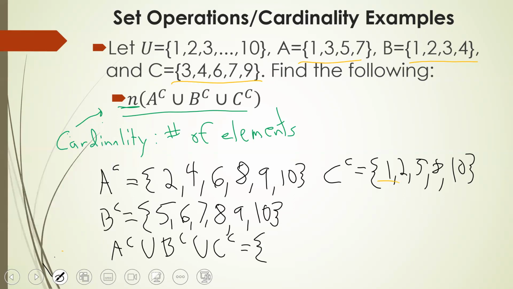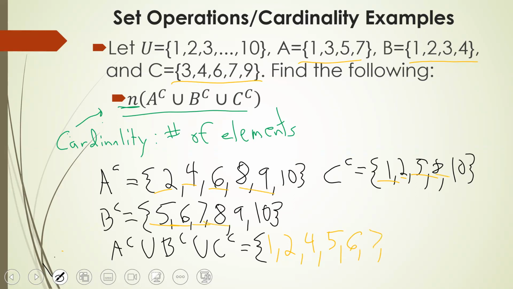So I notice here is 1. I'm going to write these in orange. I see that 2 is in both these two sets, so it goes in there. There's no 3. I see the element 4 in the A complement. 5 is in B complement and C complement. 6 is in A complement and B complement. 7 appears in B complement.